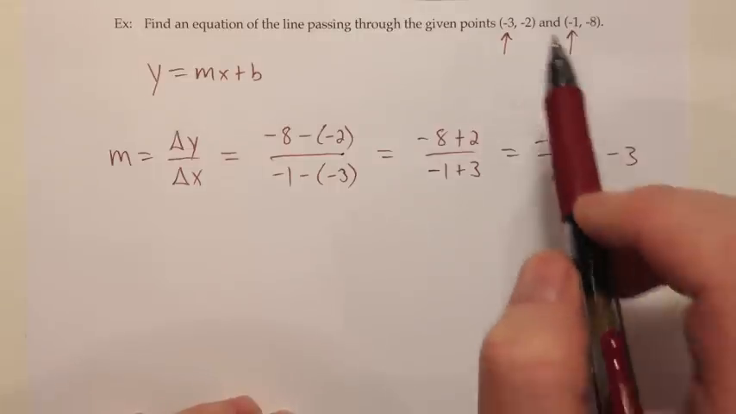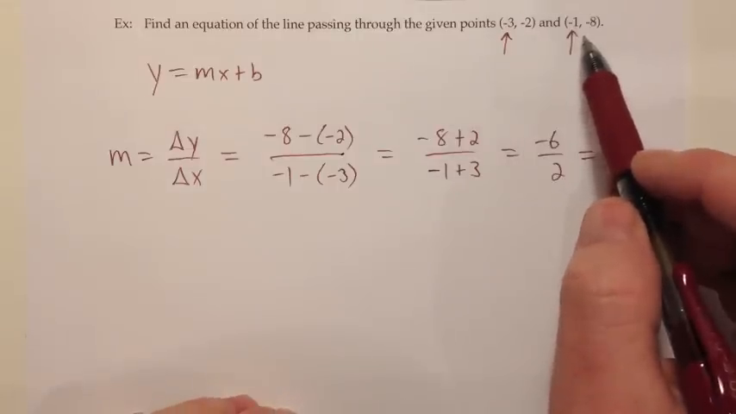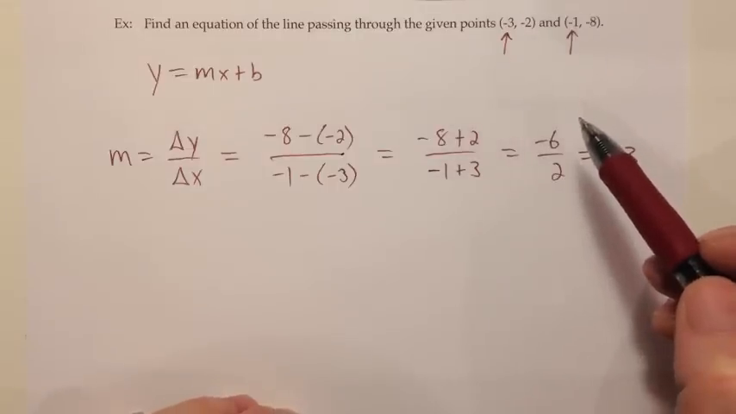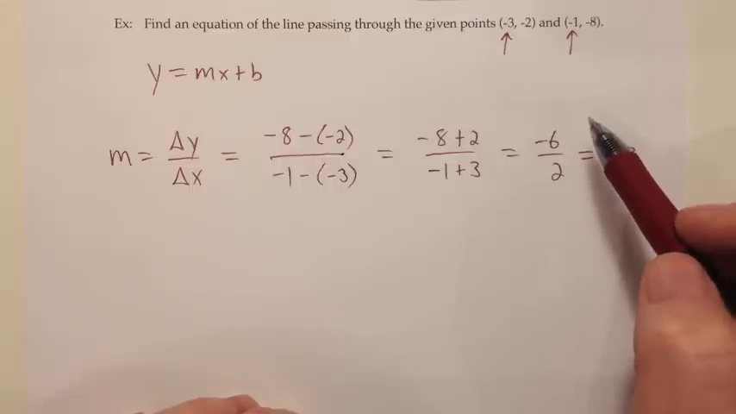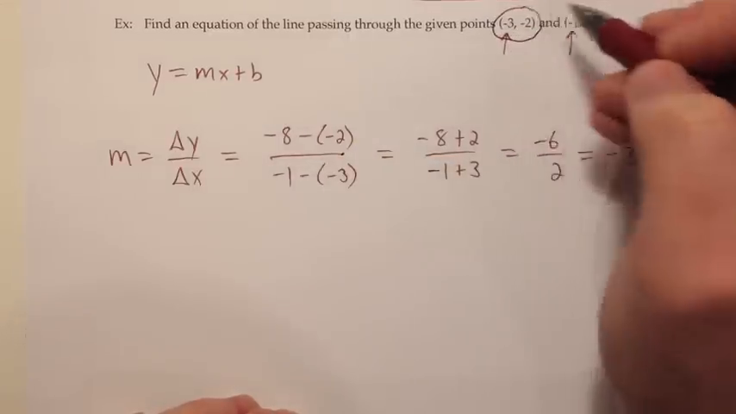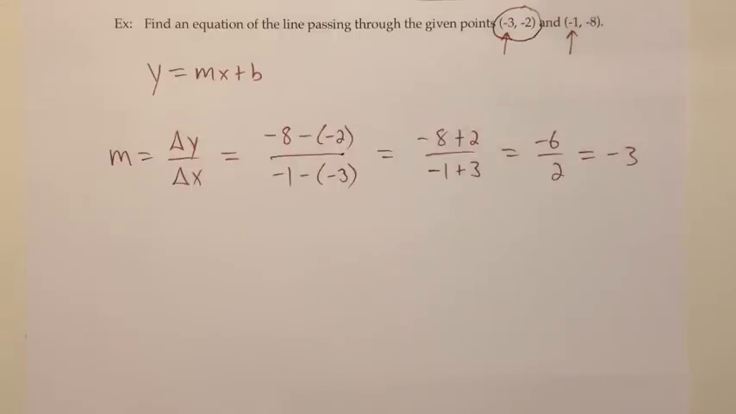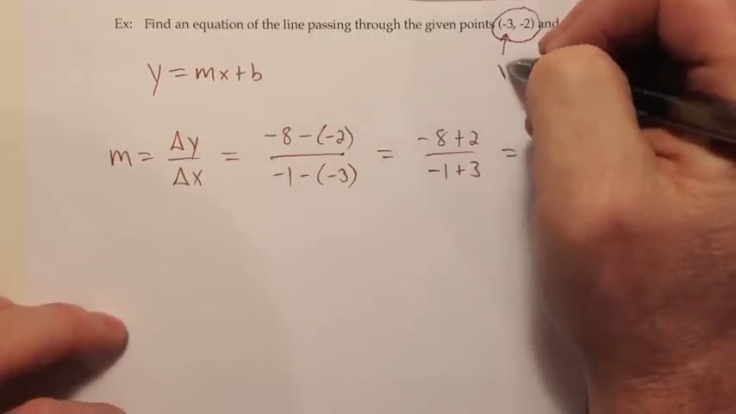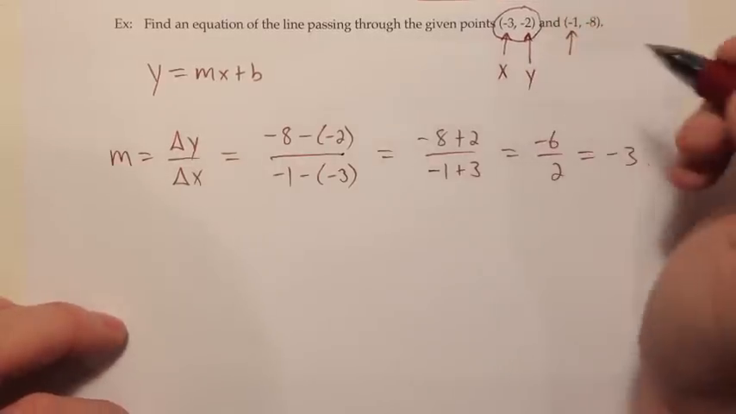At this point, the question becomes, should I use this point or should I use that point? And the answer is, it really doesn't matter at all. Either one that you use, you'll still end up with the same value for b. I'll just go ahead and pick this one just because the numbers are a little smaller instead of using the 8, but it really doesn't matter. So I'm going to say that's my x and that's my y.